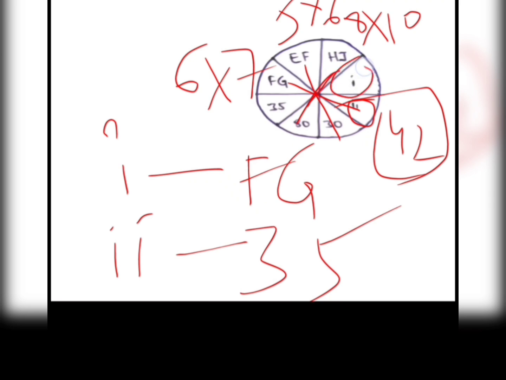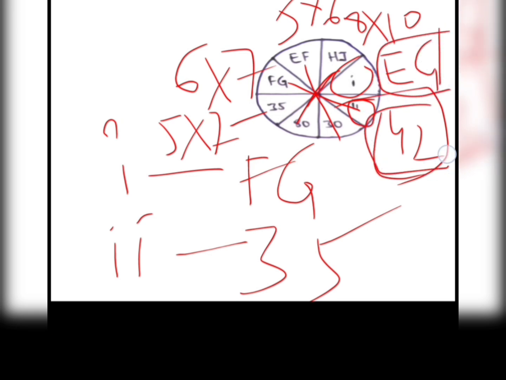Let's find number 1. What will be number 1? How can you write 35? You can write 5 into 7. What is the letter associated with 5? E. What is the letter associated with 7? G. So, EG is your first entry and 42 is your second entry.